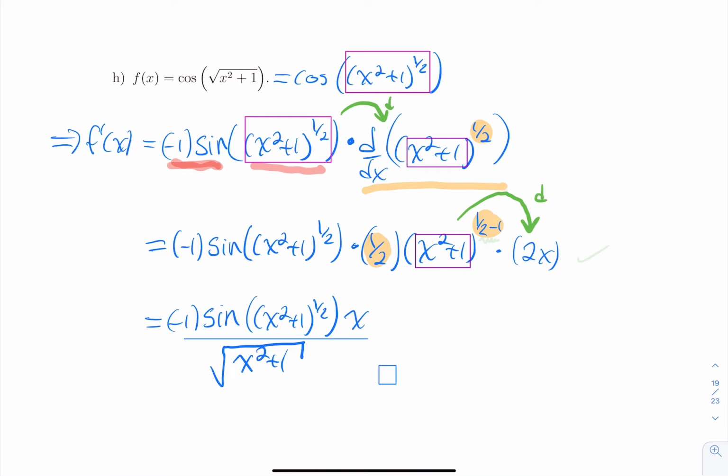And here the box, the inside is not too difficult, so I can just write times 2x afterwards. And then if you wish to simplify, the 2x and the 1/2 will cancel each other. There's a minus 1 at the numerator that I'm keeping. So you get minus sine of x squared plus 1 to the power 1/2 times x, and the minus 1/2 will become 1/2 if you bring it down, and that's a square root. Okay, so you don't need to simplify.